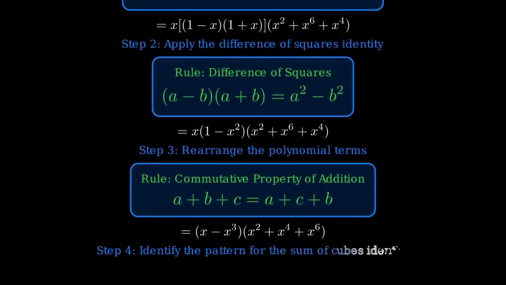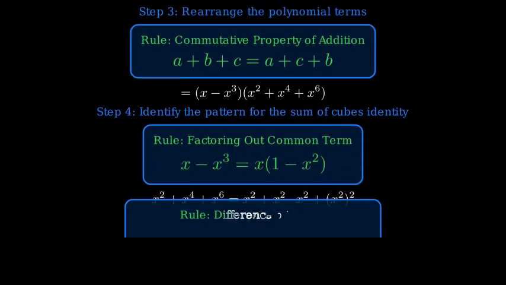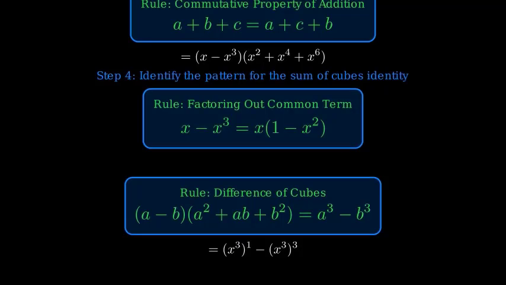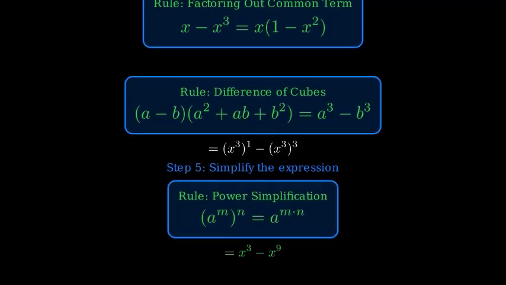Now, we can see that we have 2 special forms to work with. First, x minus x cubed can be factored as x times (1 minus x squared). And looking at the second factor, we can recognize the pattern as a squared plus ab plus b squared, which is related to the identity a cubed minus b cubed equals (a minus b) times (a squared plus ab plus b squared). Therefore, we can simplify this to x cubed to the power of 1 minus x cubed to the power of 3, which equals x cubed minus x to the 9th.